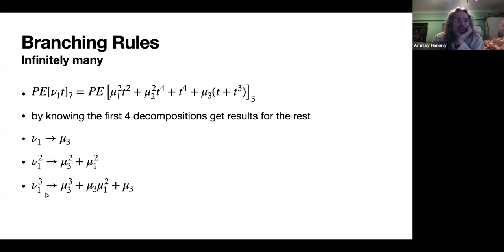I could continue, expand to powers t cubed, that's what I get. And here there's a nice branching rule of the third rank symmetric representation of SP7 into representations of SP3. And I have infinitely many such decompositions. In total, this nice identity gives me infinitely many branching rules from SP7 representations to SP3 representations. Any questions?